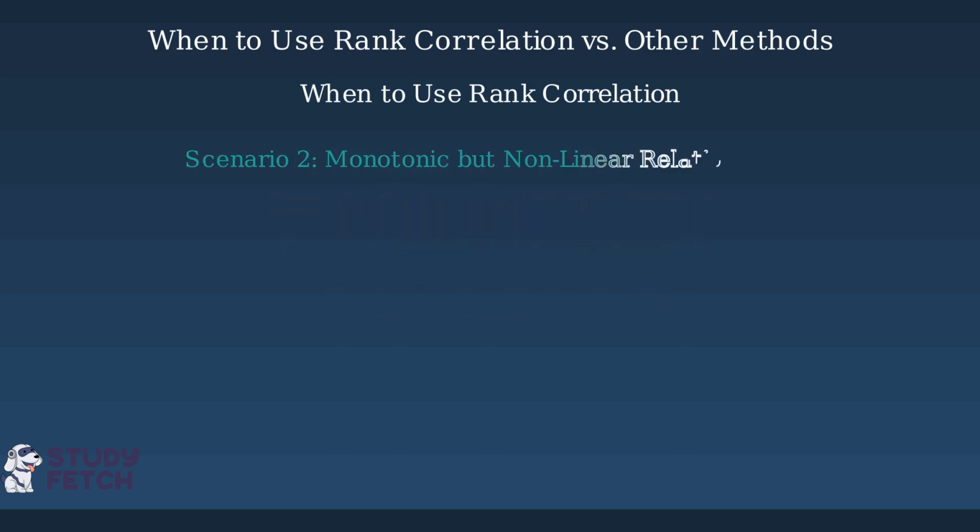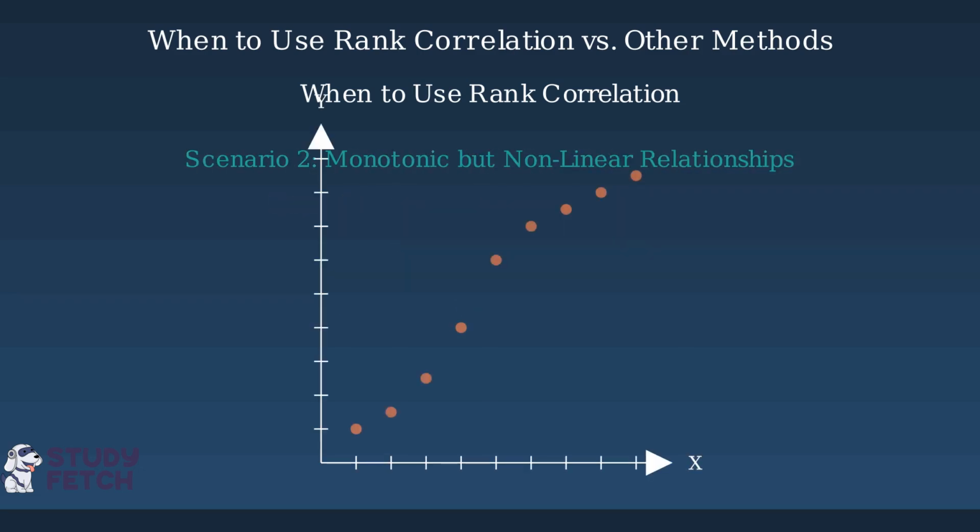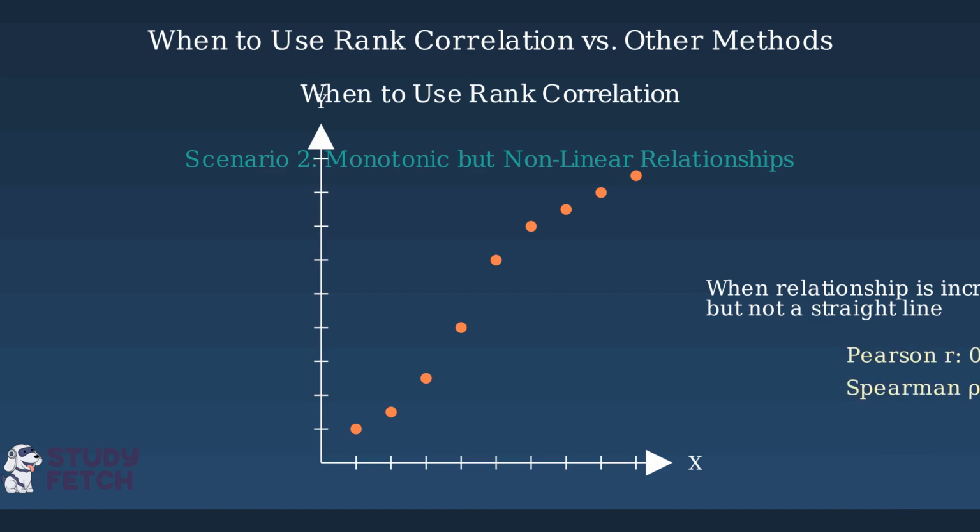Scenario 2. When your data shows a relationship that consistently increases or decreases, but not in a straight line. Rank correlation captures the monotonic relationship perfectly, while Pearson may underestimate the strength of association.